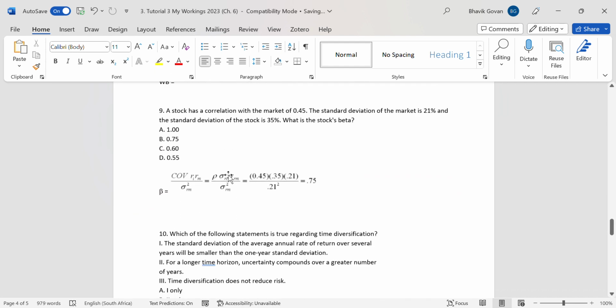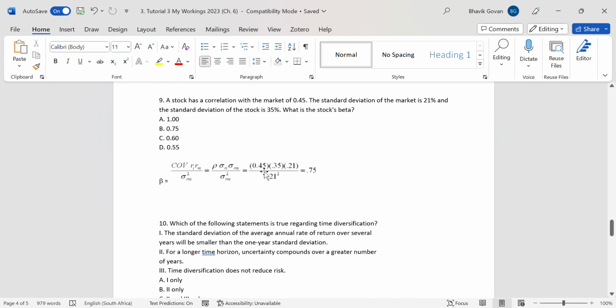Okay, a stock has a correlation with the market of 0.45. The standard deviation of the market is 21%, and the standard deviation of the stock is 35%. What is the stock's beta? So again, remember your formula for beta. It'll be your covariance between the return of the stock and the return of the market, so the covariance between the stock and the market all over the variance of the market, which is the same as saying the covariance of the market with itself.